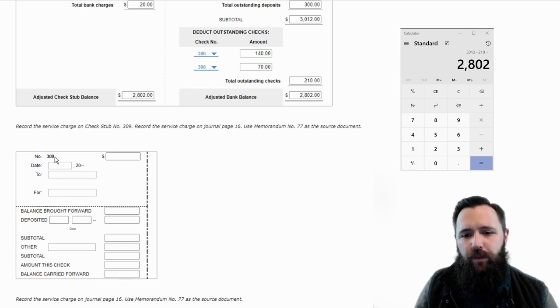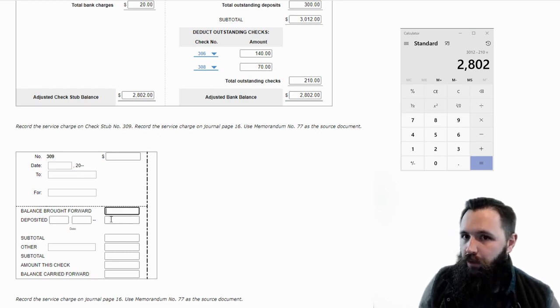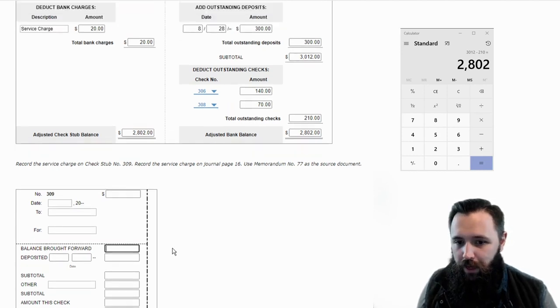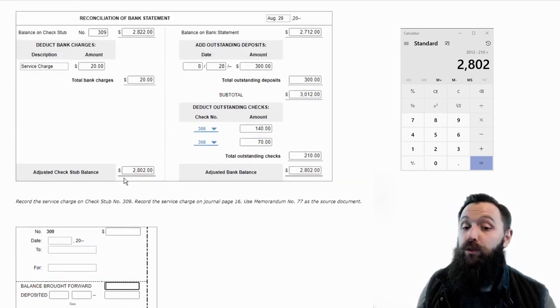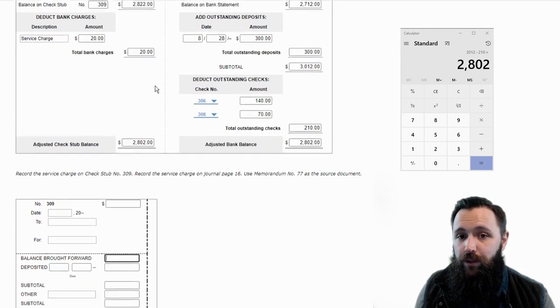So here's check stub number 309. We are not actually writing check number 309, right? We don't have to do that. But what we do need is to look at this balance that's being brought forward on the bottom. So there's nothing that we actually have to put in the top. But if we look at the balance that's brought forward, here we go. This is tricky, right? Because a lot of times you might be tempted to put this new check stub balance in this section here, but you do not. You put the original check stub balance, 2,822.